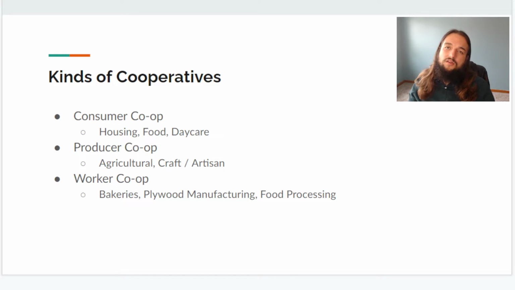This is the more clear economic model in the United States, and has served as the basis of a lot of the historical success of the cooperative movement in America. But there's also worker cooperatives, which is any kind of business or industry in which the members are both the workers and the collective owners. A worker co-op furnishes its members with employment as well as the benefits of workplace ownership and control. Things like bakeries, plywood manufacturing, food processing, and even Ace Hardware, weirdly enough, is a really huge worker co-op.